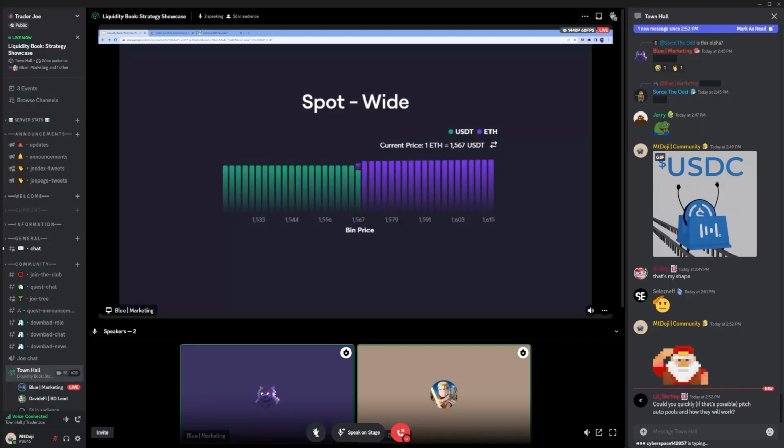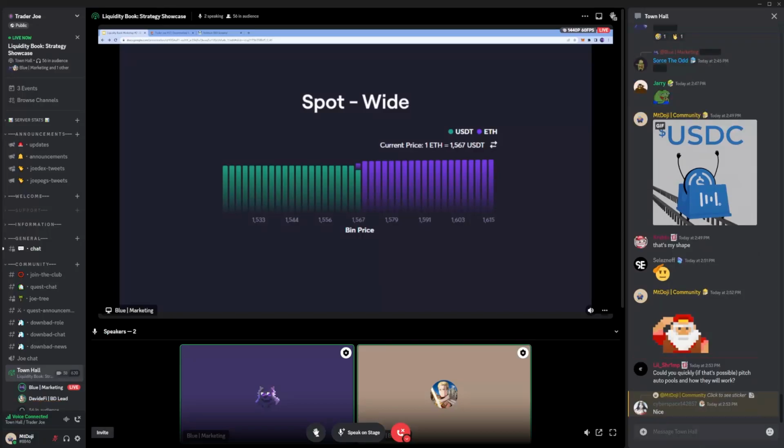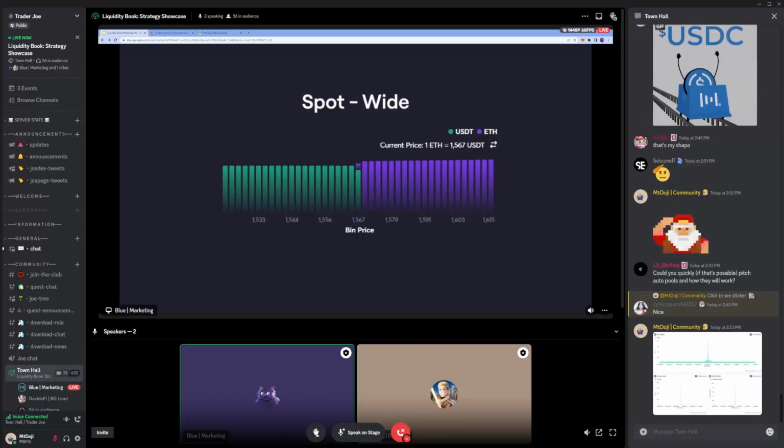Spot wide. I think this is actually customized to spot wide, but there is a wide shape on the UI. If you press wide, it will give you a predefined deployment over 50 bins.